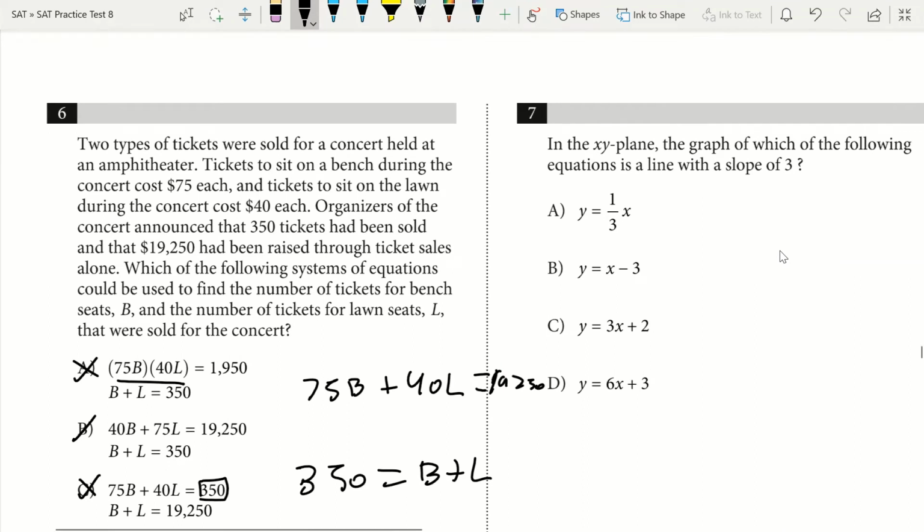Question 7. In the xy plane, the graph of which of the following equations is a line with a slope of 3? Well, that's going to have to be y equals 3x as the first part. So that's going to be C.